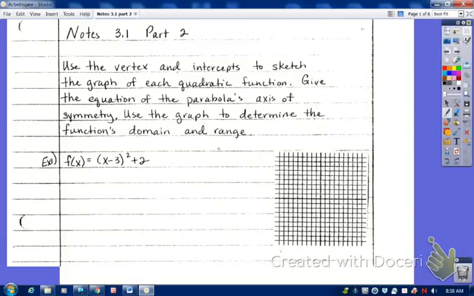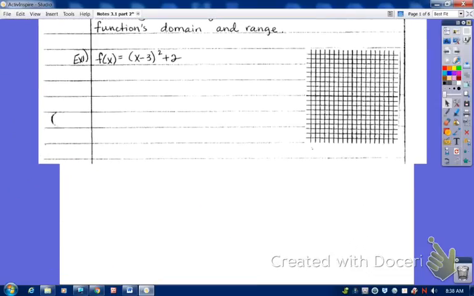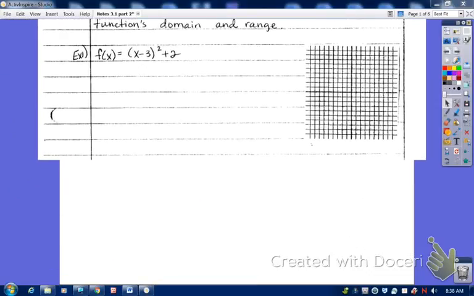Is this quadratic equation in a form where I can just look at it already and determine what the vertex is? Yes, it is. So what is the vertex? The vertex is... Yeah, let's go in order here. So let's find the vertex. I'm going to slide this up so y'all can see what I'm doing here. All right, so your vertex is 3, 2.